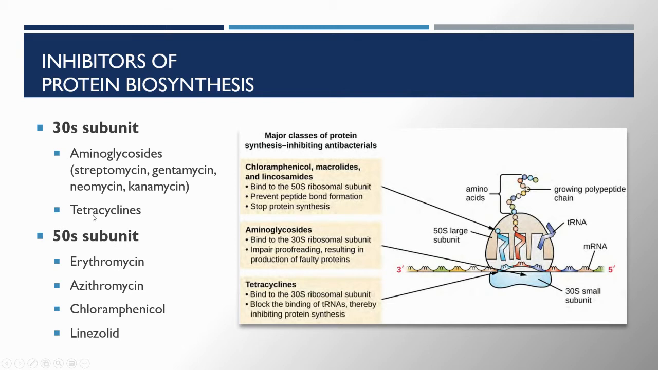Tetracyclines also act on the 30S subunit, and they prevent the transfer RNA from binding here. If transfer RNA doesn't come in, then we don't get any amino acids in this chain, and we don't have the protein that it was going to build. We have some antibiotics that act on the 50S subunit, so this upper part here. These are things like erythromycin, chloramphenicol, which is very toxic, so we don't use that too often, azithromycin, and linezolid.